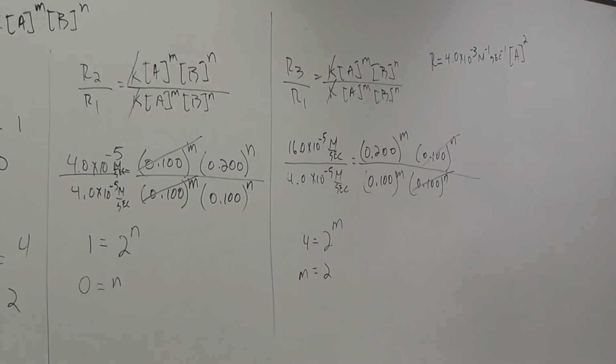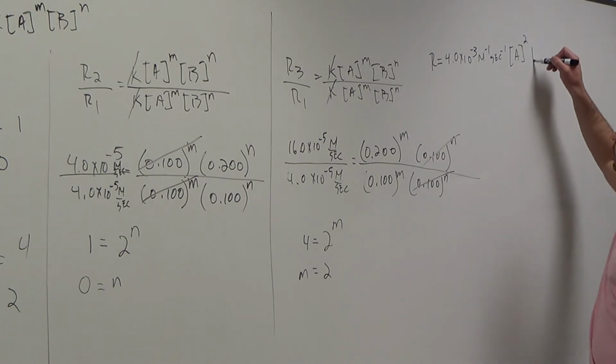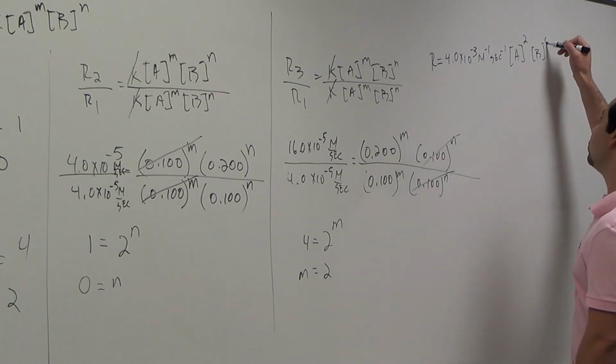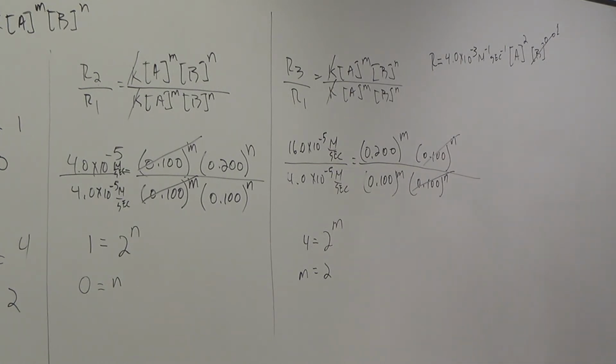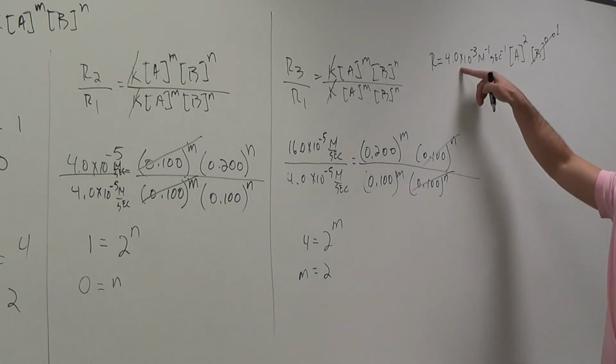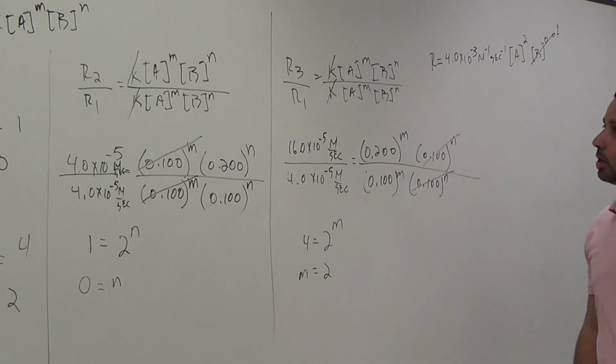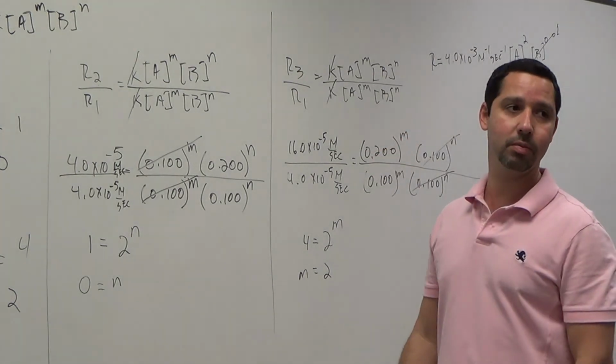Because now I found K, and I found the exponent. B is to the 0th power, so we can say this is 1 and just omit it, or you can write it in, okay? Yes or no? This is a rate law, that's a rate constant. What else is the problem asking for?